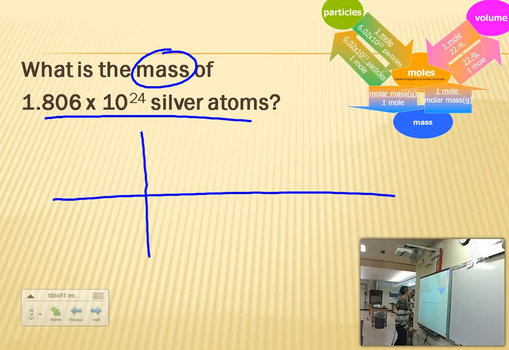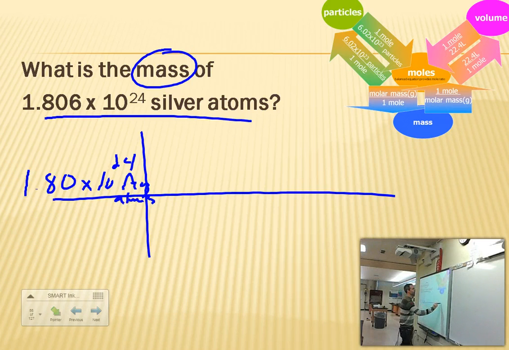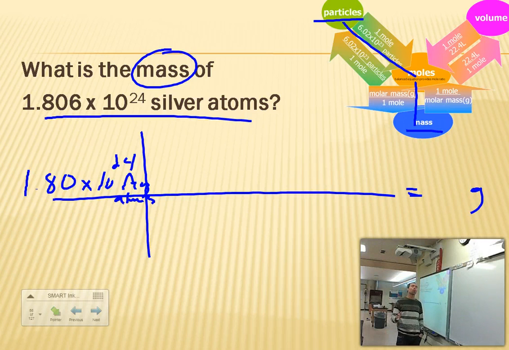So let's go ahead and set it up. We've got 1.806 times 10 to the 24th silver atoms. Okay, and then over here I want grams. Okay, so if you notice my roadmap, this might be helpful to visualize. I've got particles. What I'm shooting for is mass. Okay, notice how to get from here to here, I can't go directly from atoms to grams. I have to go through moles. So that was my second tip. You almost always are going to start by changing the given into moles.